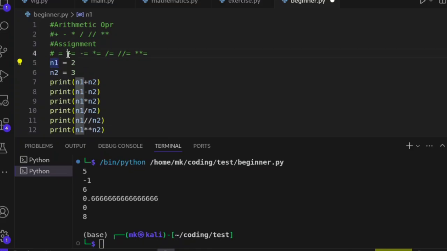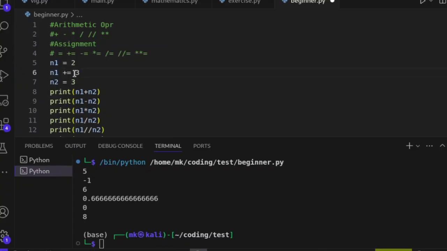So what about this plus equal sign? If I set n1 plus equal to 3, what I'm literally saying here is that what I already have in n1, which is 2, I want you to add 3 to it. So this is what it means.